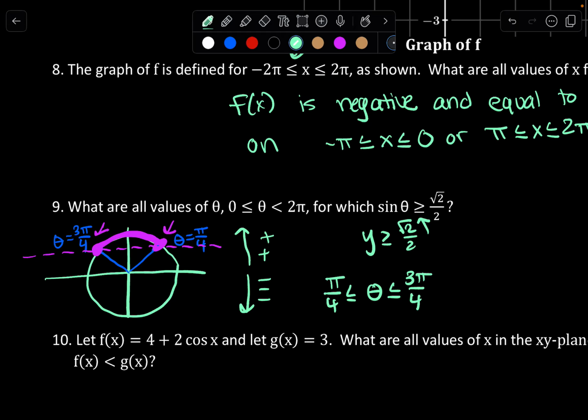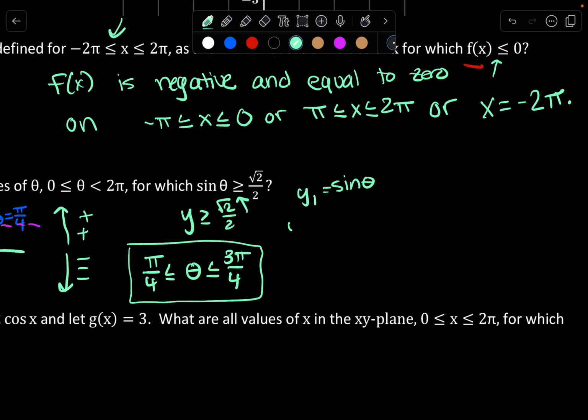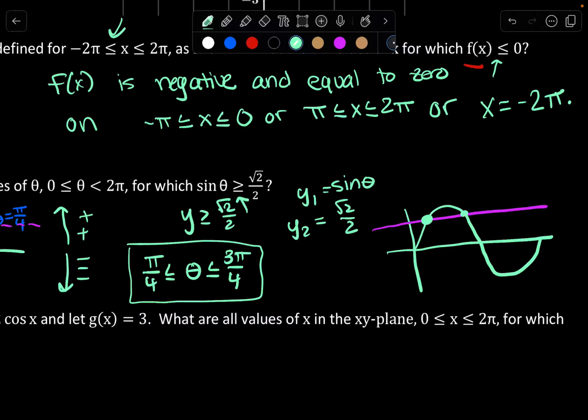Now, if you were to graph this in the calculator, you would have y1 is equal to sine theta, and then y2 would be equal to root 2 over 2. And essentially, you would want to graph from 0 to 2 pi. You'll have your sinusoidal curve. And then up here, if you graph the line root 2 over 2, you're going to see this. And then you would have your intersections at pi over 4 to 3 pi over 4. Because from 0 to 2 pi, this is the only part of the curve that will be greater than or equal to root 2 over 2.